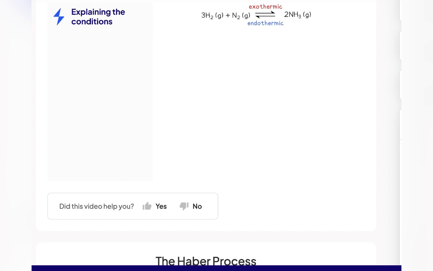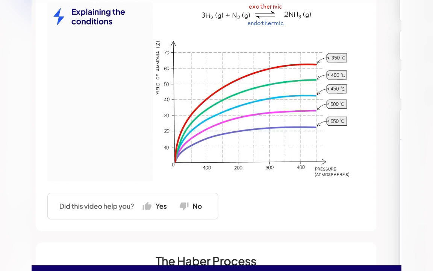As the Haber process is a reversible reaction, the position of equilibrium, and therefore the yield of ammonia, can be altered by changing the conditions, as shown in this graph. We can use Le Chatelier's principle to predict the conditions that would favour the highest yield of ammonia by favouring the forward reaction, or shifting equilibrium to the right. However, other factors need to be taken into consideration. Let's look at each condition in turn to explain why it is chosen.